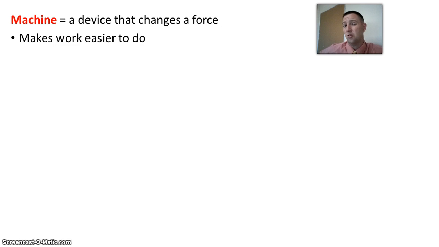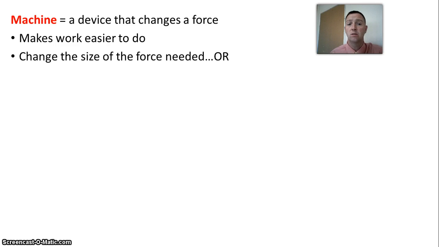So what do machines do? They make work easier to do. Otherwise, we wouldn't use them, all right? So how do they make work easier? That's the trick. How can you make work easier to do? Well, you can change the size of the force that you need. You could either decrease the amount of force needed or increase the amount of force needed.